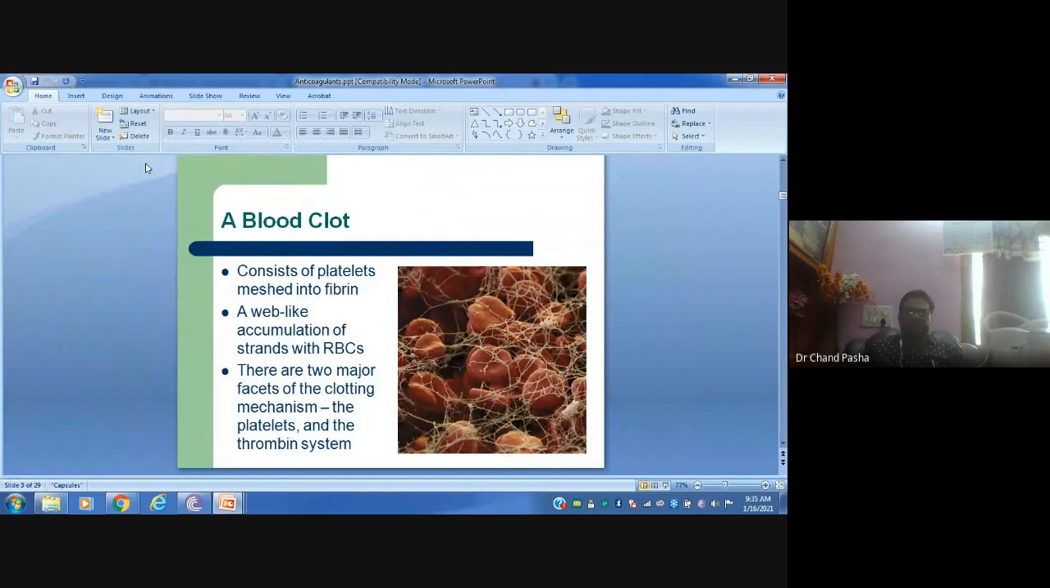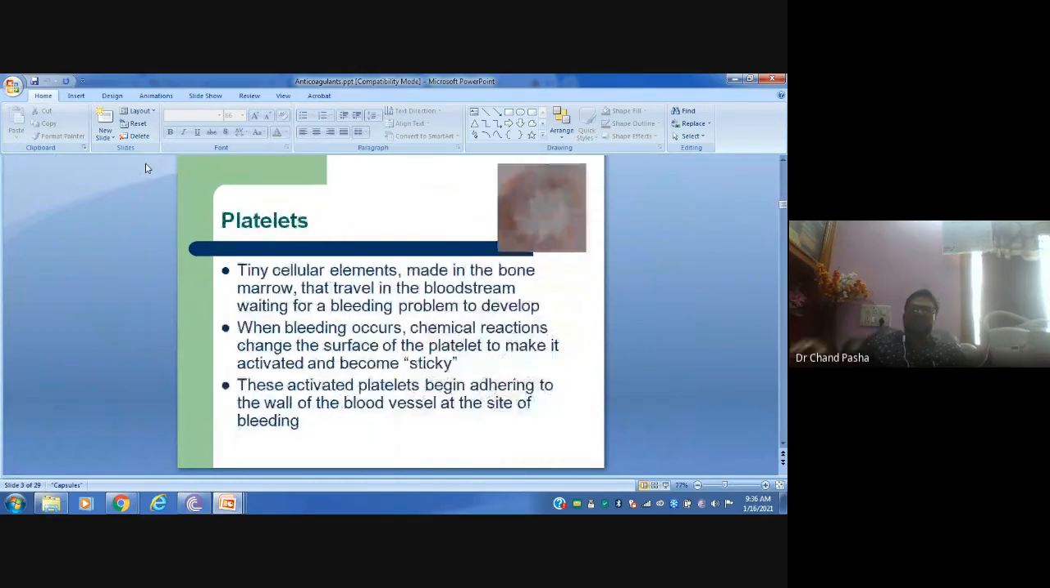And see, two major components are involved here: one is platelet cells and the other is the thrombin system. The thrombin system makes your fibrin mesh, and the platelet cells first, followed by RBCs, will be captured in it, so that a blood clot is created. Platelet cells are tiny and are produced in bone marrow. We discussed them in the part on cells of RBC. They generally flow in the blood, and their work starts whenever there is damage to the tissue, to blood capillaries or blood vessels.